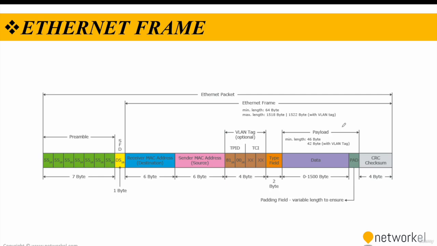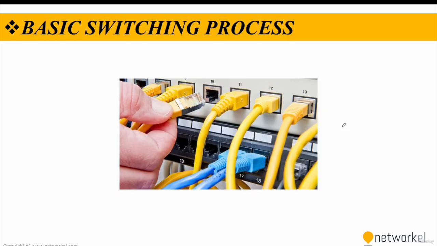We have the type field, which defines the protocol type that is listed in the frame. We have data, which carries the data information that comes from the upper layer. We have pad, which the sender adds to ensure the minimum payload length. And we have the frame check sequence, which is 4 bytes and detects if there is a transportation error on the frame or not.